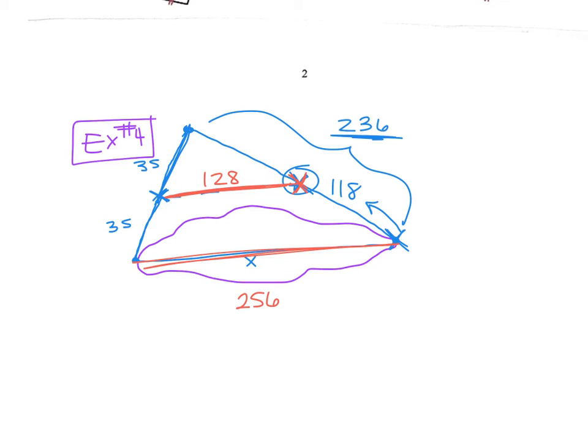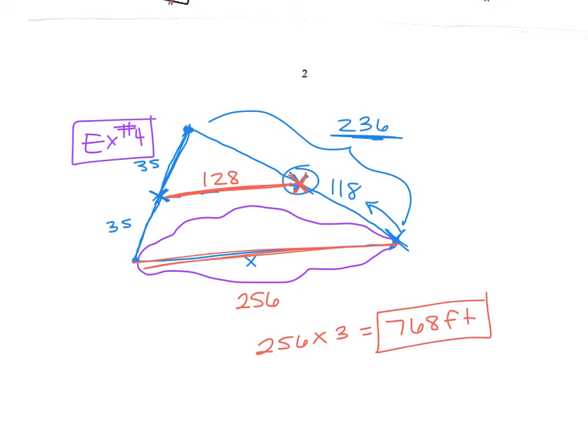So if it's 256 paces across the lake and we figure a pace is about 3 feet, okay, you would just go 256 times 3 would tell you how many feet it is across the lake, which would be 768 feet, okay?